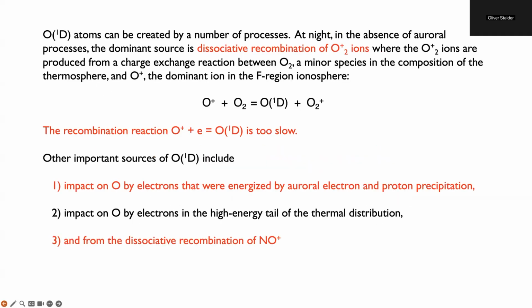So the single D state can be created by a number of processes. I've already talked about the dominant source, the dissociative recombination of the O2+ ion. You also have the impact of the electron from the high energy tail of the thermal distribution, or from auroral particles coming in, whether electrons or photons. And then you also have the dissociative recombination of NO+ that forms as a result of charge exchange of O+ with N2.